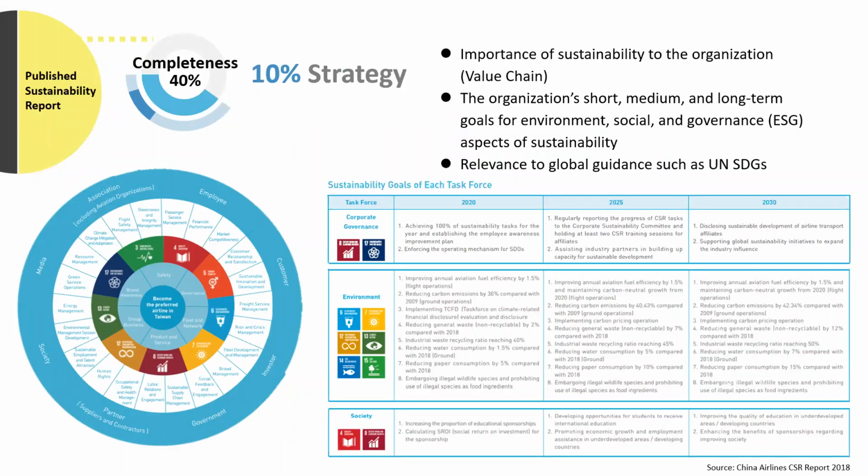The next 10% goes to strategy. So it's how the company presents their strategy to a CSR report reader. So it's a value chain that they follow for the strategy perspective. In the case of China Airlines, it's very clear how they follow the United Nations Sustainable Development Goals. It also gives a very clear outline of the organization's short-term, mid-term, and long-term goals in the next 10 years. So that's from the strategy perspective.